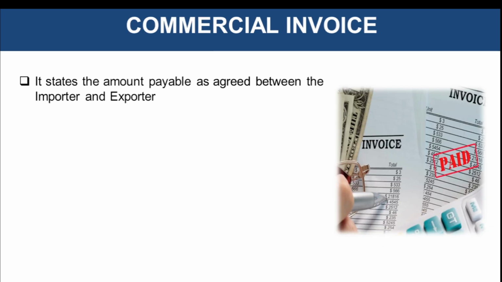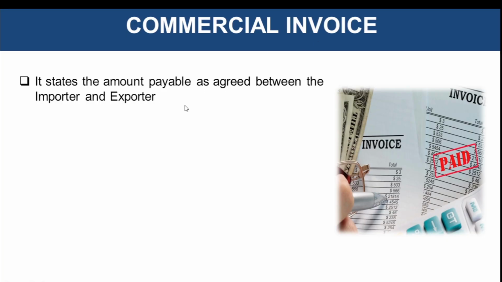Moving to our another trade document, which is the commercial invoice. It states the amount payable as agreed between the importer and exporter. So we took a simple example of a buyer and seller in a particular market where we purchase a certain good and the seller raises an invoice mentioning the amount, what good we have purchased and at what date we have to make the payment. The same thing is referred to as a commercial invoice in international trade transactions. So here the commercial invoice will be raised by the exporter or the seller to the importer or the buyer, mentioning the amount payable, what amount needs to be paid as agreed.